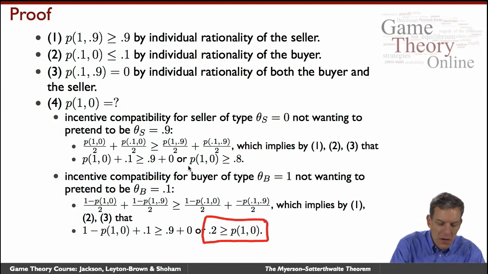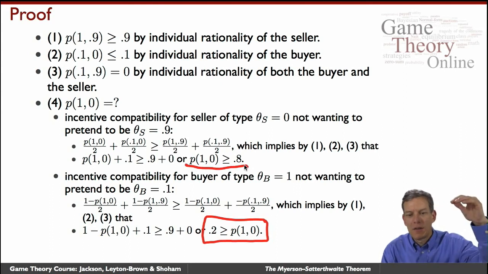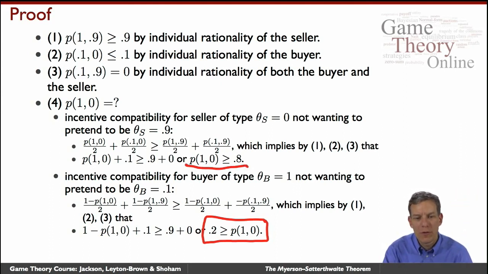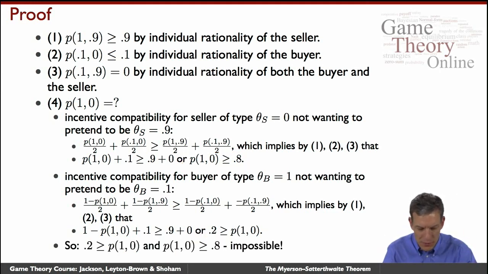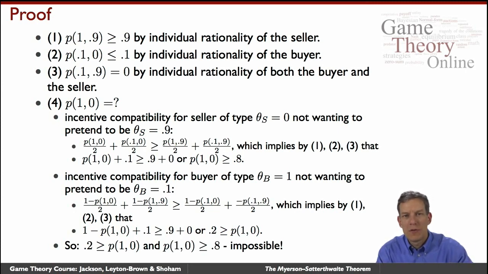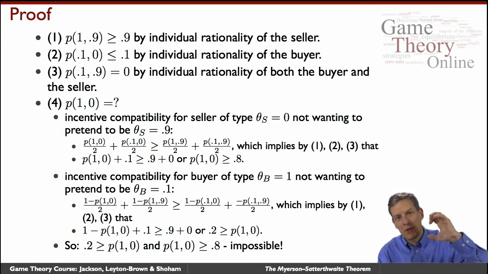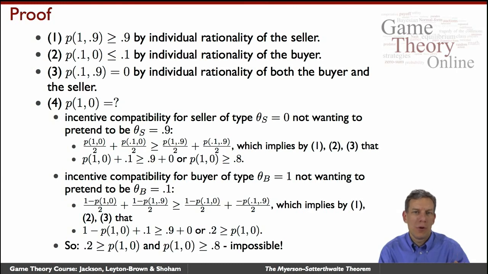Okay, so the seller has to be getting at least a price of 0.8. The buyer can't be seeing a price of more than 0.2. Well, it's going to be difficult to find a price which is at least 0.8 and also no more than 0.2 at the same time. Okay, that's impossible. So that's the end of the proof. Basically, once we put in the individual rationality conditions, then the incentive compatibility conditions are going to say the price has to be pretty high to keep the seller honest, and the price is going to have to be very low to keep the buyer honest. Can't do that at the same time. No price is going to work. So incentive compatibility plus individual rationality plus having trade exactly in the right situations is going to be impossible.